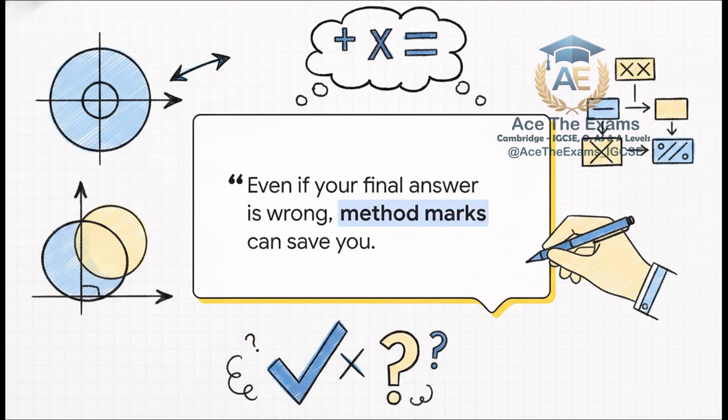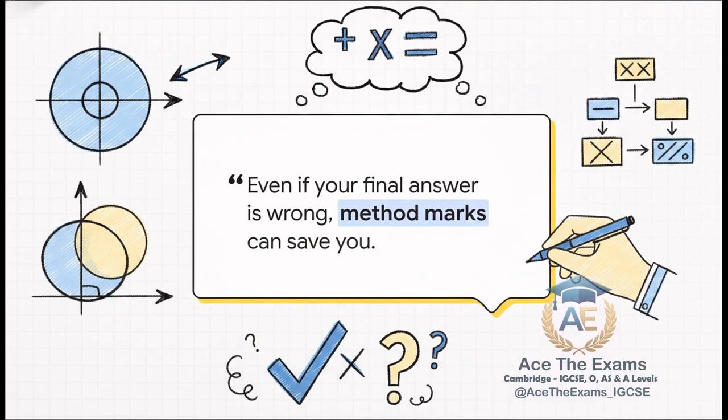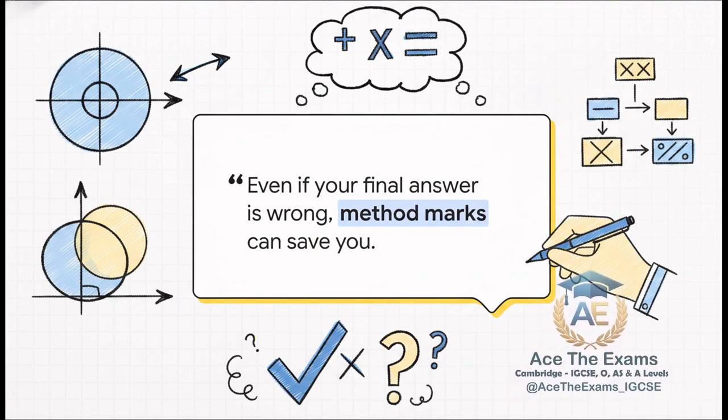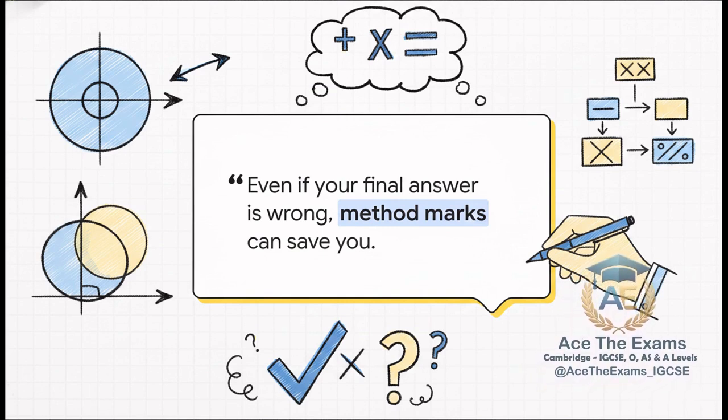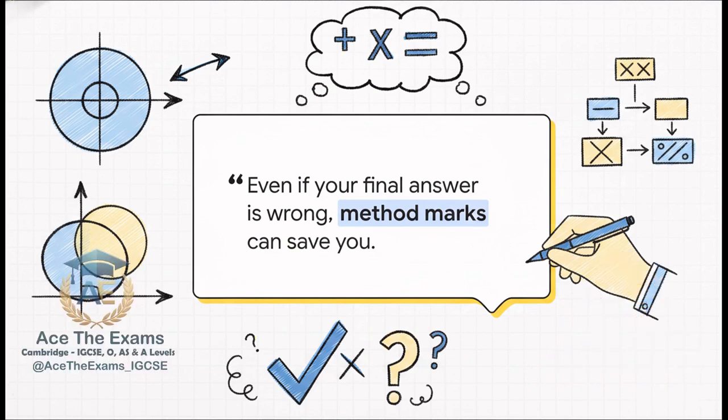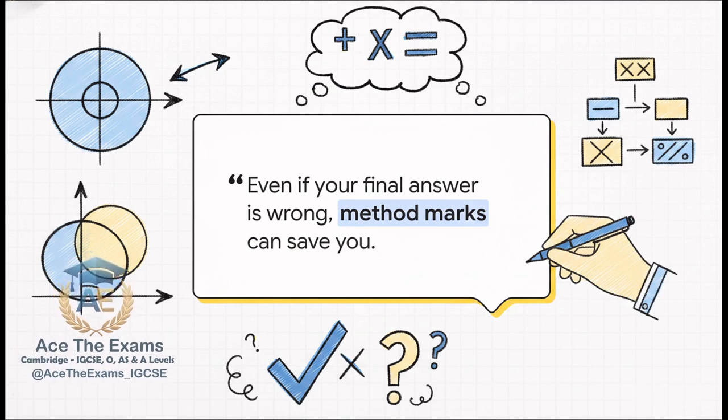See, the crucial takeaway here is that examiners actively want to award you marks for your process, even if a minor, silly calculation error ruins your final answer. Let's say you perfectly set up the circle equation. You substituted the correct center coordinates and the radius, but in a moment of panic, you accidentally added 2 plus 2 to get 5 at the very end.